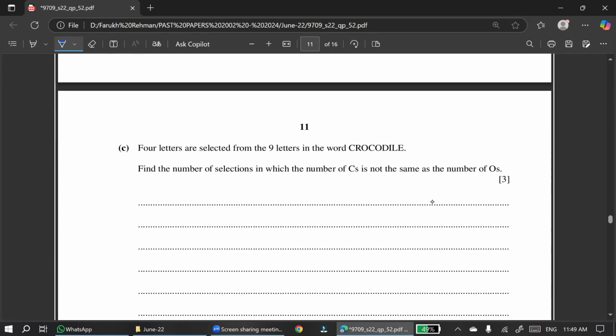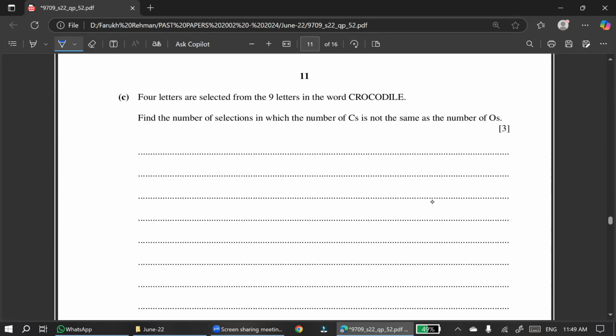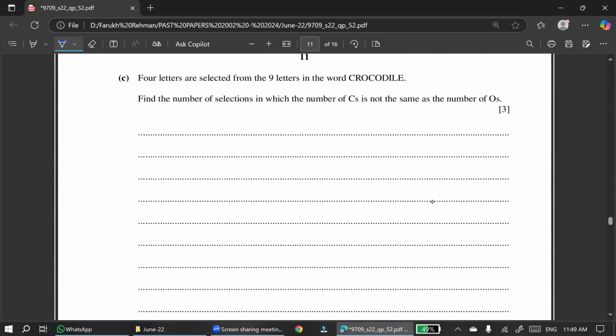Now, part C. 4 letters are selected from 9 letters in the word crocodile. Find the number of selections in which the number of C's is not the same as the number of O's.